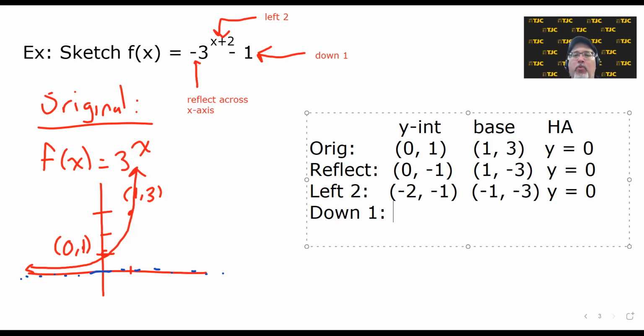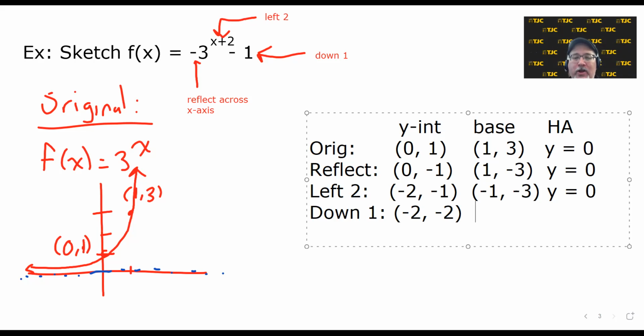Now, what does moving a point down 1 do to its x and its y coordinates? Well, moving a point down 1 would lower the y by 1, so we have to subtract 1 from each y coordinate. And the y-intercept, which is now at -2, -1, if I lower it by 1, will be at -2, -2. The base point, which is currently at -1, -3, will get lowered by 1.